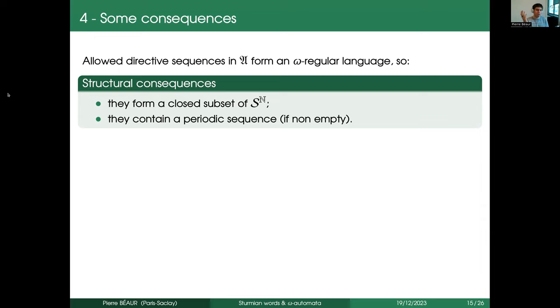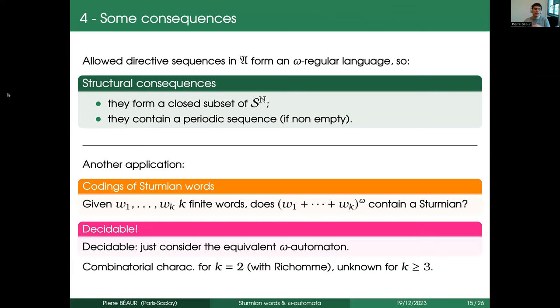My results can also be used in applied ways. It's a bit of a big word to say, but it has some consequences for some problems in combinatorics on words and discrete geometry. Regarding combinatorics on words, for instance, there's the question of codings of Sturmian words. If I give you some finite words, can they be glued together to form a Sturmian word? Well, hopefully I would like to find a combinatorial characterization, but at least it's decidable. I can't say much more, but it's decidable. In fact, with Gwenaël Richomme, we found a characterization if you give me two words, but I have no idea how you could generalize it to more words.